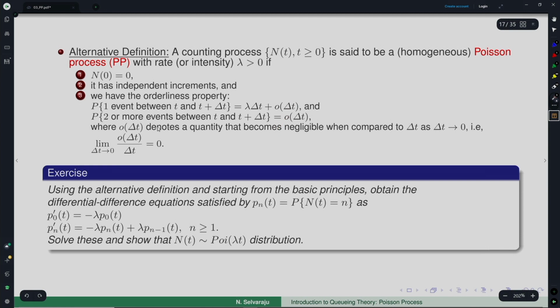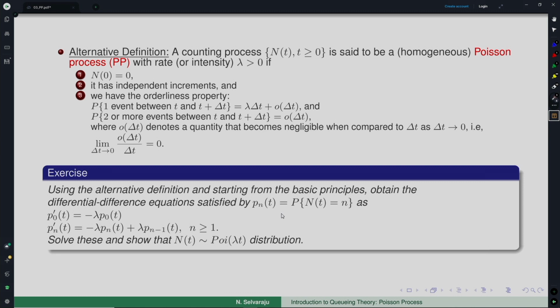By showing equivalence between these two, you will go through the process that makes you familiar with how to obtain this kind of differential difference equation satisfied by the state probabilities in a general setup as well. So, this will give you a stepping stone. So, pay attention to how we are doing this in this case. Okay.